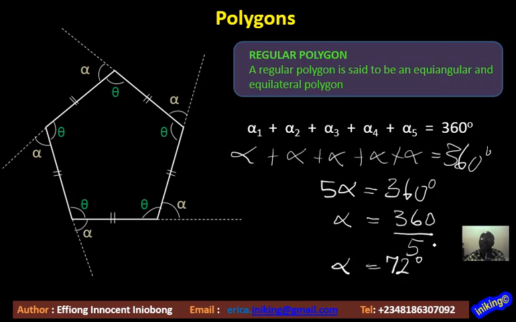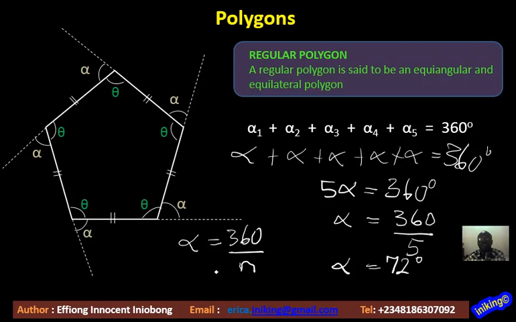360 divided by number of sides. So of course you can simply say, oh, exterior angle is 360 divided by number of sides. For a regular polygon, please take note. For a regular polygon, you can easily obtain the exterior angle by dividing 360 by number of sides.